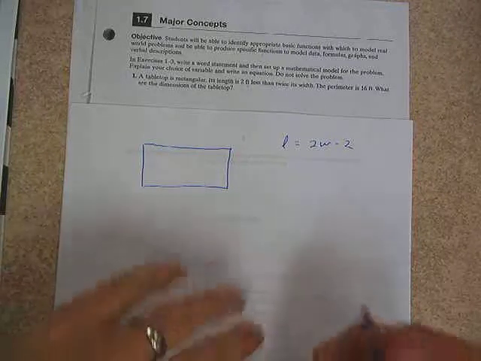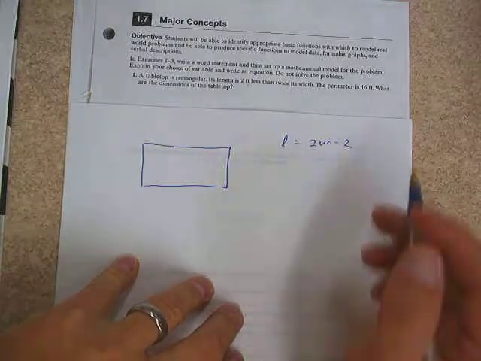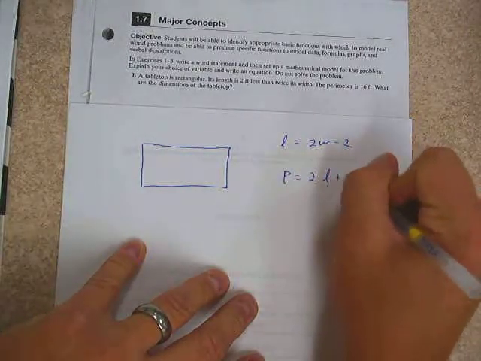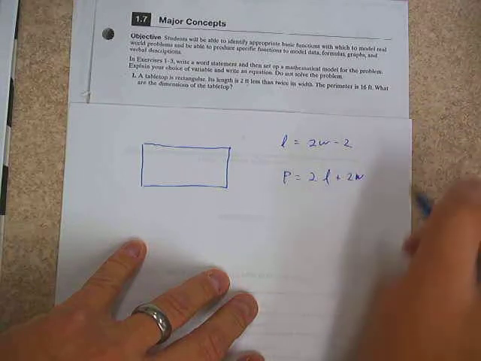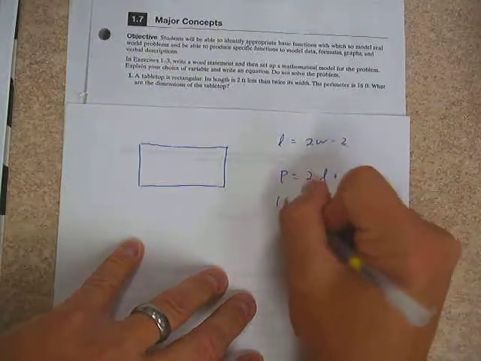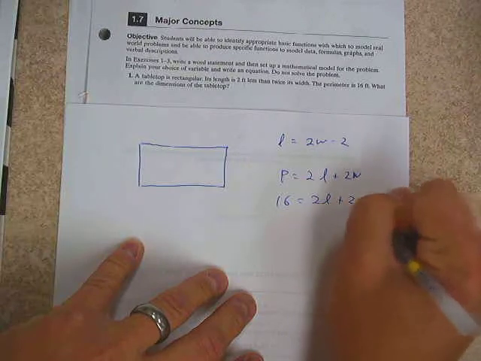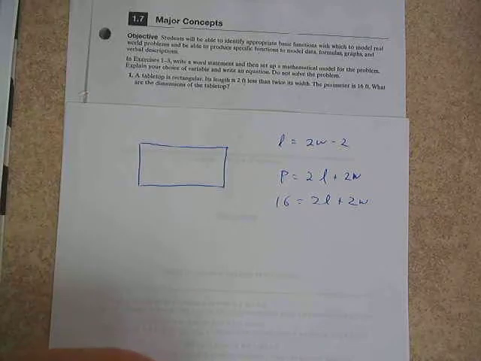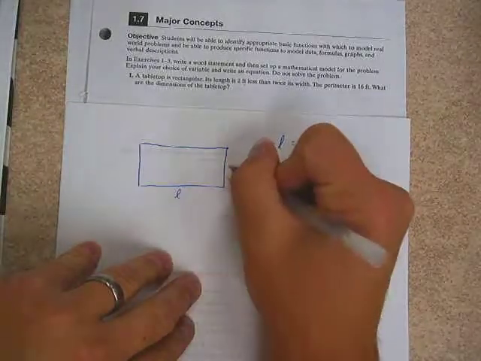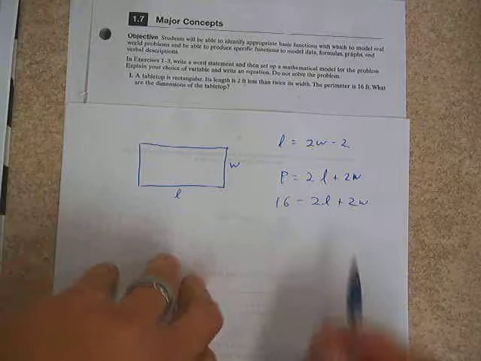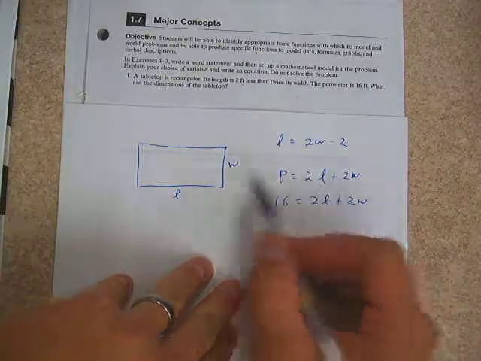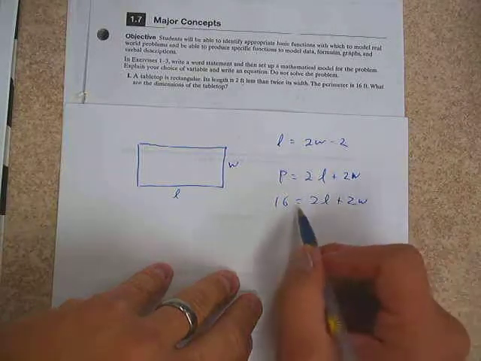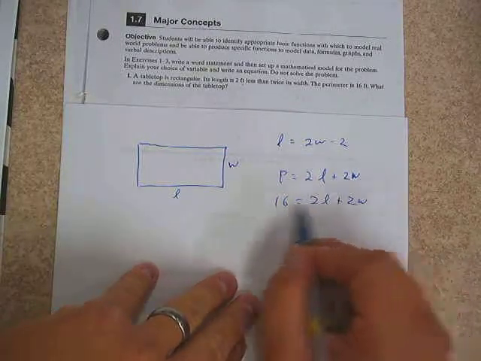Now, they also told us that the perimeter here is 16 feet. So not only do we know that there's a relationship between length and width, we also know that the perimeter from our geometry work is 2L plus 2W in general. And we know that that's equal to 16. Remember that we want to find the dimensions of this tabletop given that information. If a rectangle has a length and a width, once again the perimeter is 2L's plus 2W's, length plus width plus length plus width, the distance around the outside. And we know that equals 16.